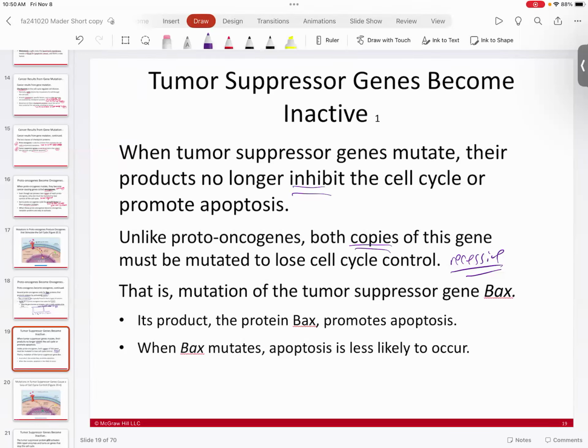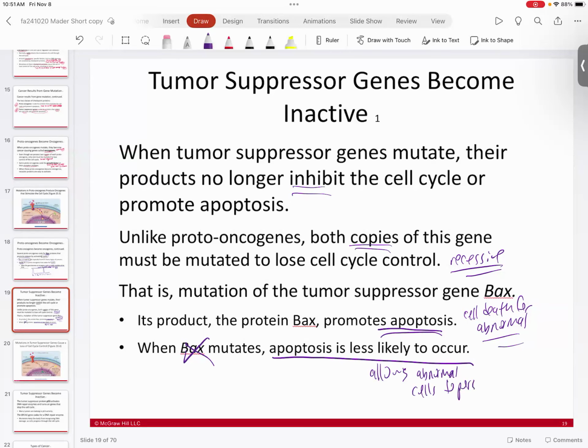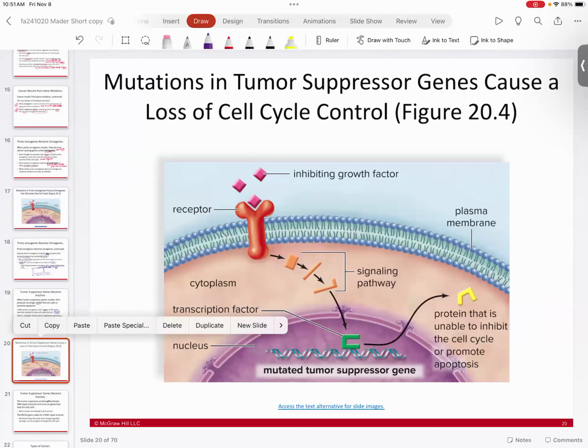And so one of the early tumor suppressors, we've found several of them. The one tumor suppressor that we see here is called Bax. And so Bax is a protein that promotes apoptosis. Remember, this is basically cell death of abnormal cells. So this is a good thing. Bax is a good thing. But when you mutate BAX, then you're not going to do this cell death anymore, and this basically allows abnormal cells to persist. That's bad. So you remove the ability to keep these cells out of circulation.